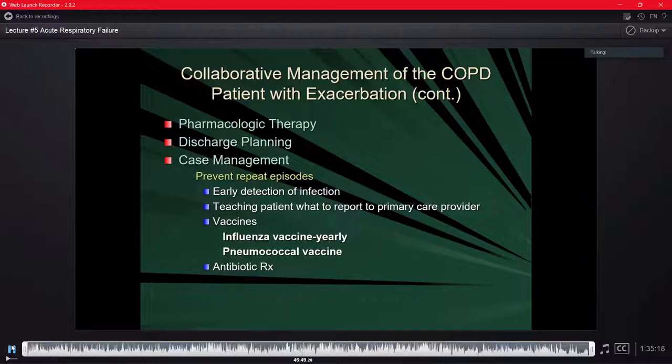You want to educate the patient. Stay away from sick people. If you go out, make sure you're wearing a mask, if possible. I think what you just asked them to do, wear a mask, likely not going to happen. Excuse me. But get that flu vaccine annually. Get the pneumococcal vaccine per CDC guidelines recommendations. Talk to your primary care provider.